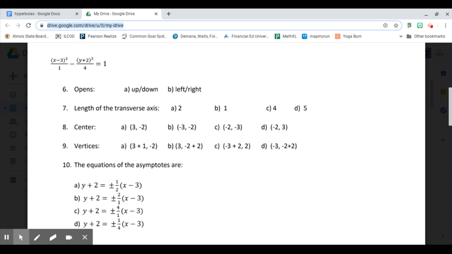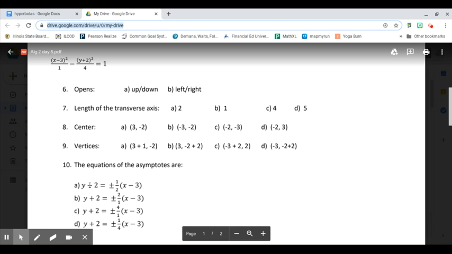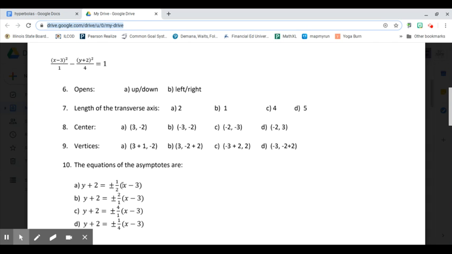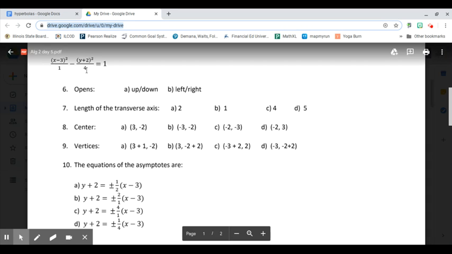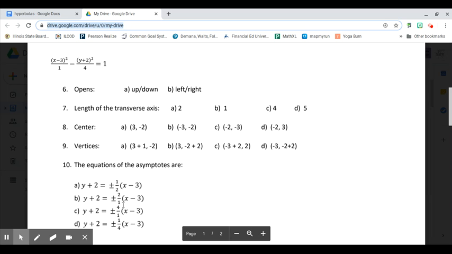All right, and then lastly, number 10, how are you doing with asymptotes? So I want something with -3 and a +2. Yep, all of these look good. Remember that your slope will be change in y over change in x. So the change in y will be the square root of 4, which is 2. And so it looks like I want to do choice B over the change in x, which would be the square root of 1, which would be 1.